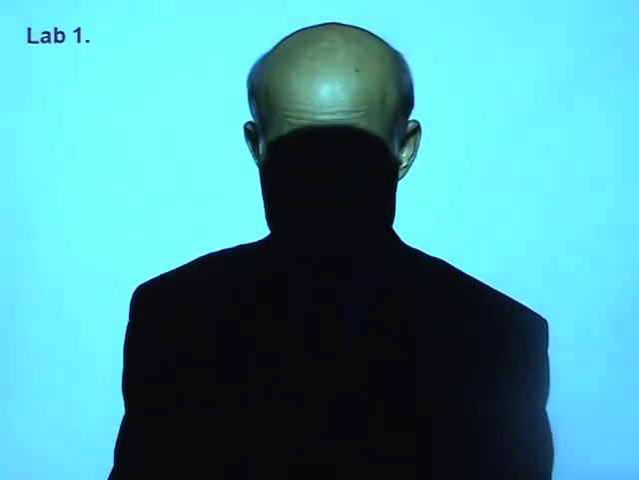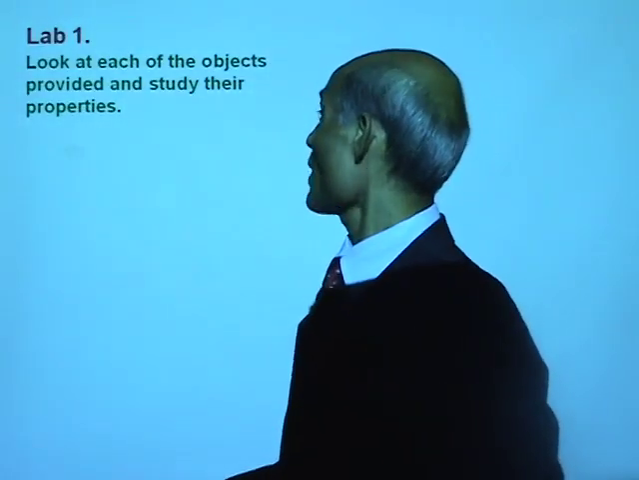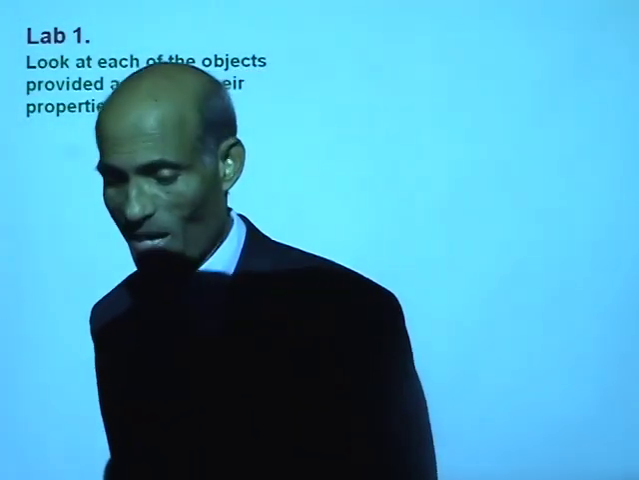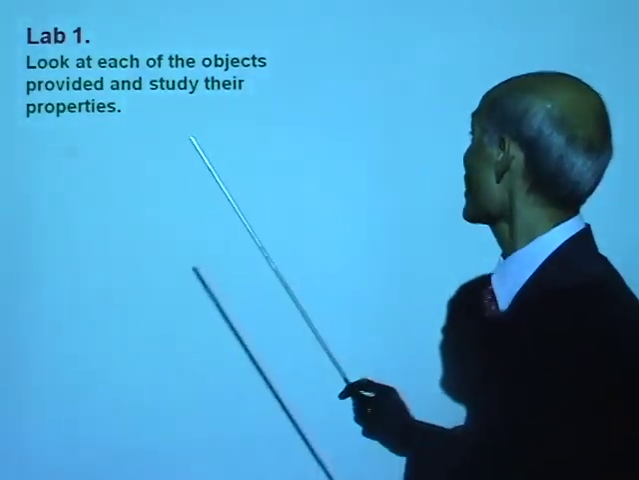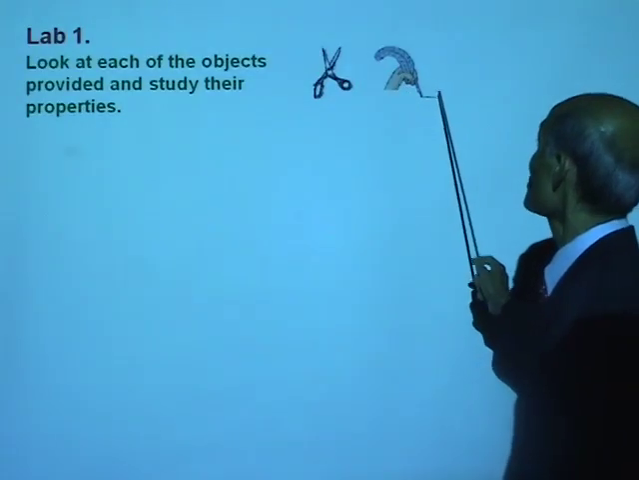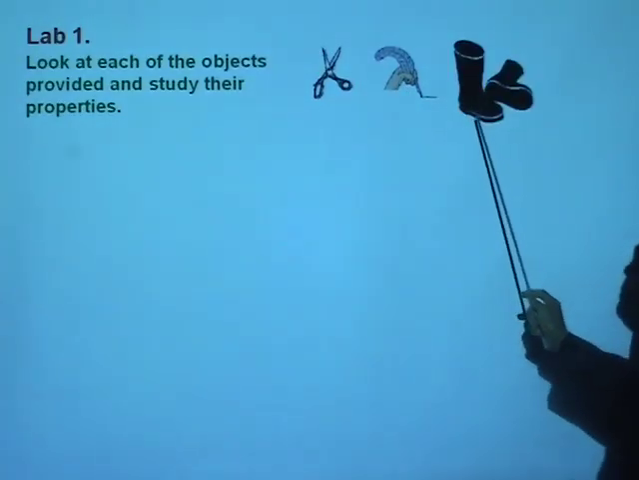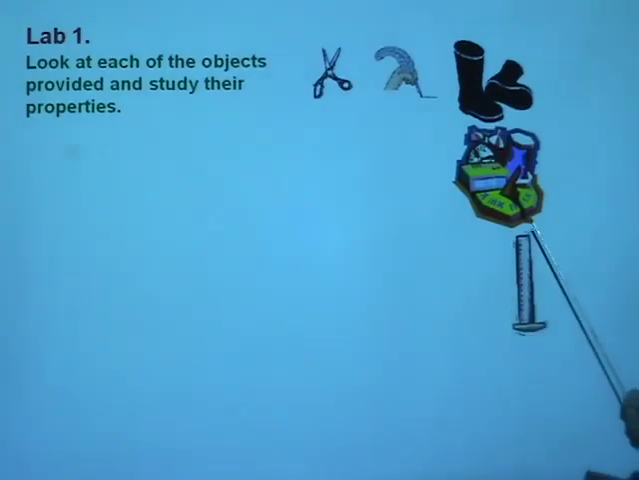All right, now let's see what the activity is. Now look at each of the objects provided. I have provided a number of objects for you. Now look at these objects. I'm not going to name them, I'm simply going to show them to you. Look at these objects. Most of them are familiar to you.